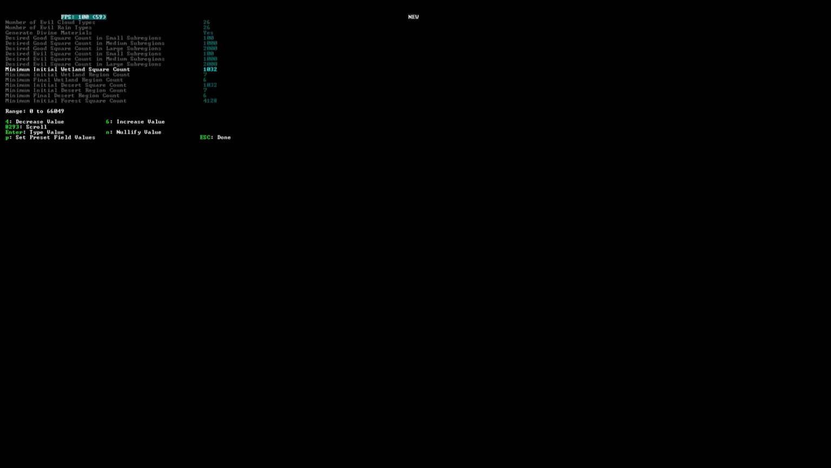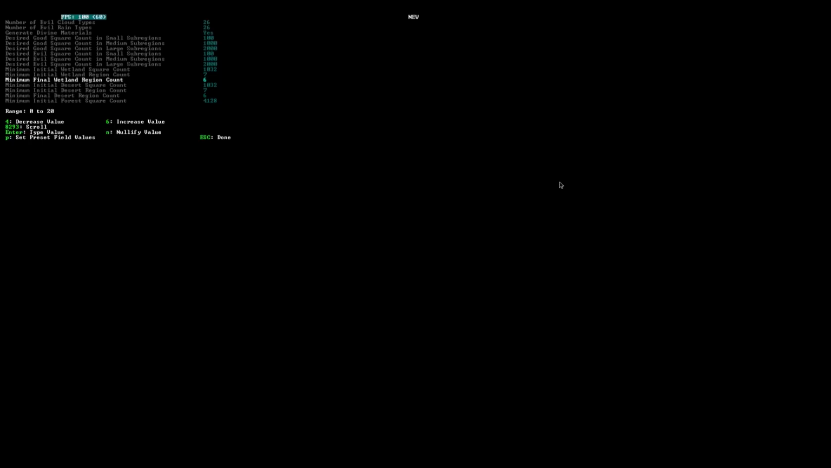And the region count is the minimum number of regions of continuous biome squares that must exist before other processes such as corrosion take place. So right now that one is set to 7. So of these 1032 squares, there must be 7 squares connected to each other before anything like erosion can take place. So we have 7 squares connected. Erosion can take place within those 7 squares.